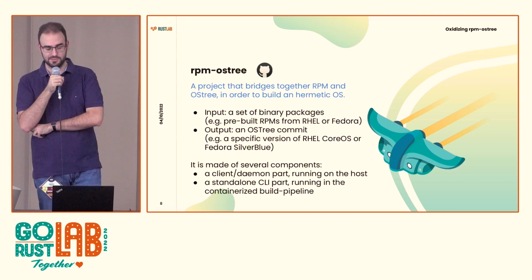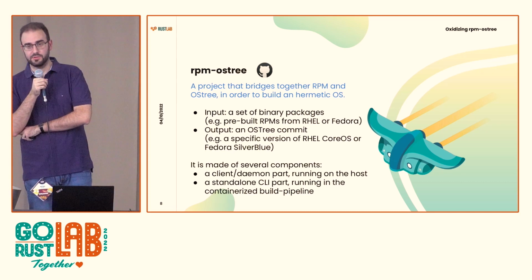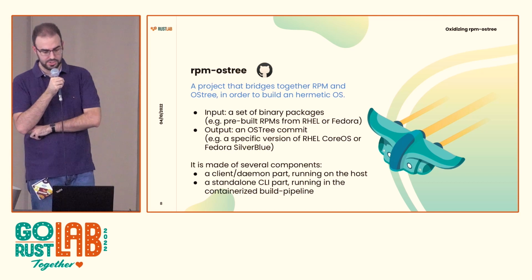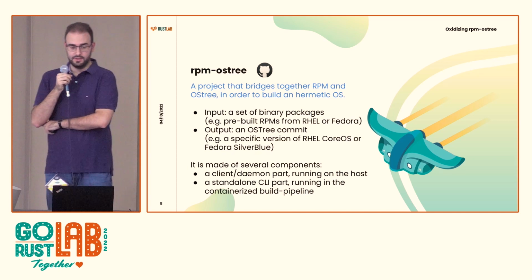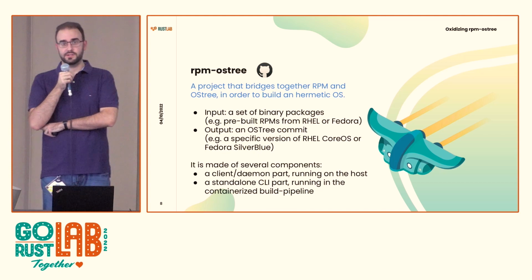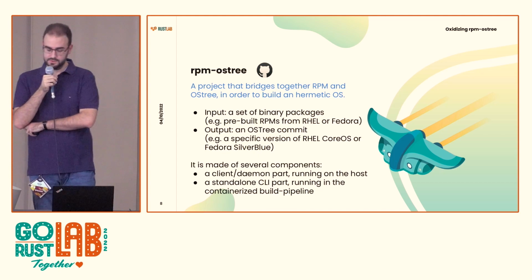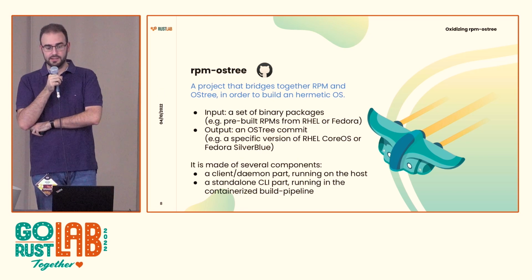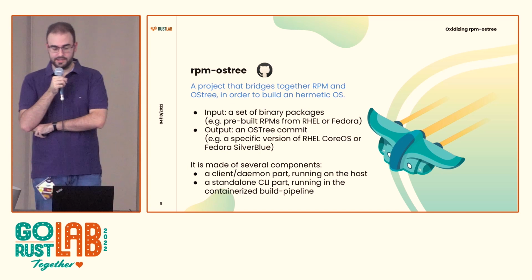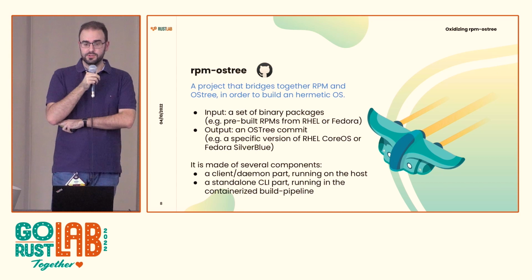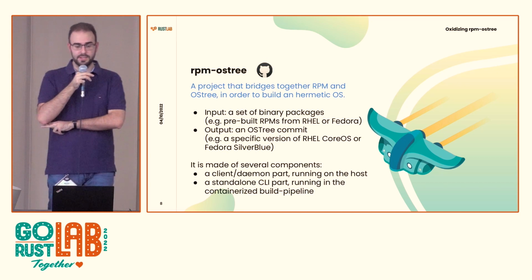In my case, that's my job. We take the RPMs from RHEL, in the case of the product, or from Fedora, in the case of our project. That's the input set. And on the output side, what we produce is an OSTree commit. This OSTree commit is what the Linux machines running our operating system actually download from the network, store locally, unpack locally, and use as their own booting operating system.